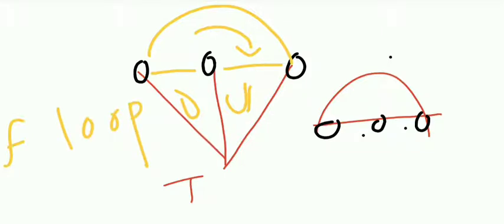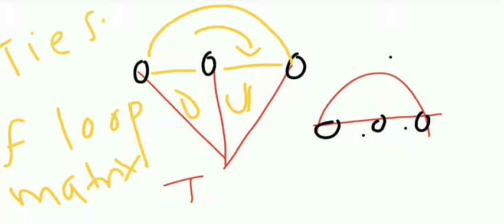Right? So I can express this loop in the form of matrix. That matrix is called fundamental loop matrix or tie-set matrix, right? So tie-set matrix or fundamental loop matrix are same. Now we go and know how to write a fundamental loop matrix or tie-set matrix.